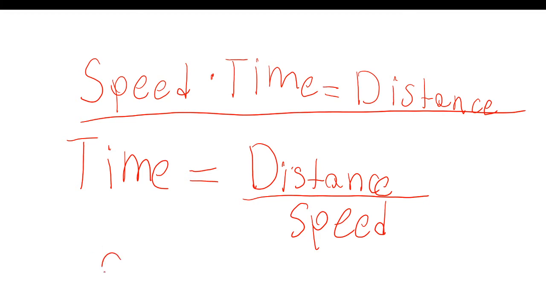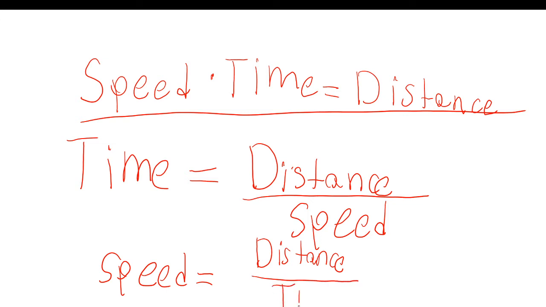You can just manipulate the equation each time. And of course, speed is equal to distance divided by time. Now you gotta know something else. You have to know what average speed is.